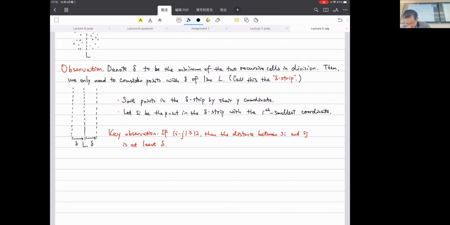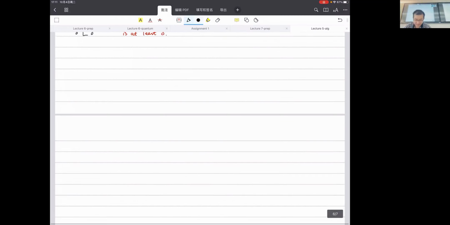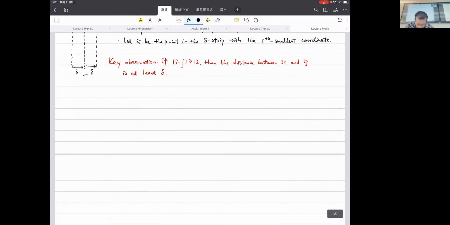The thing that we are going to prove is that if i minus j is larger than 12, then the distance between Si and Sj is going to be at least delta. So let's prove this. The proof is by looking very closely at this delta strip. Let's draw this larger.